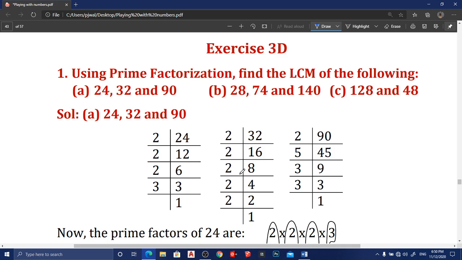So here you see the first one. Using prime factorization, find the LCM of the following. The first one is 24, 32, 90.